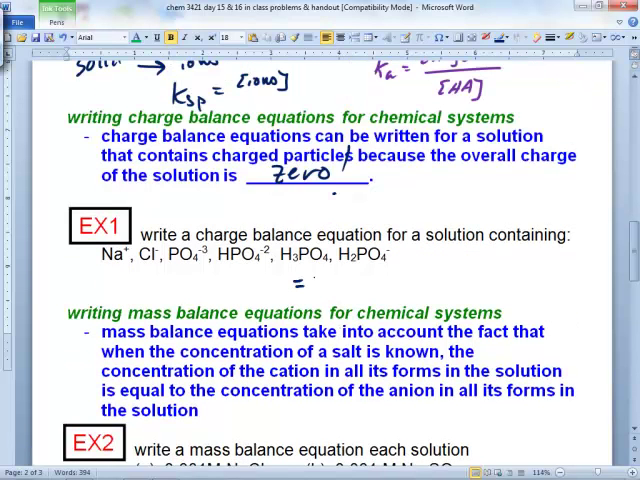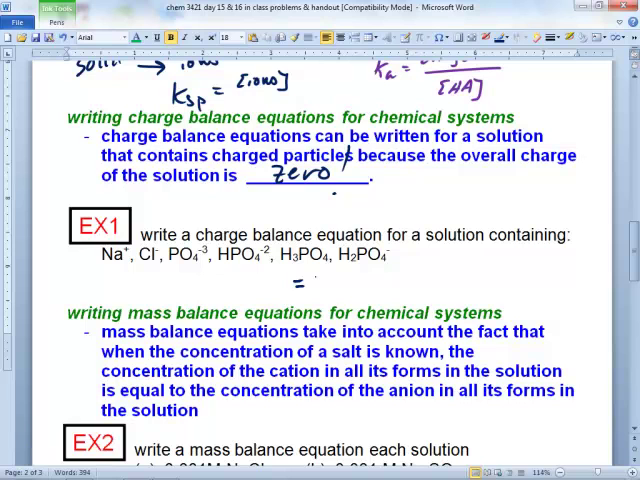is to write all the cations on one side and all the anions on the other side. For example, if I have a phosphate, the charge on phosphate is -3. So we're going to take the charge times that guy's concentration, because we don't care about phosphate. We care about charge is all. So let me show you what this looks like.